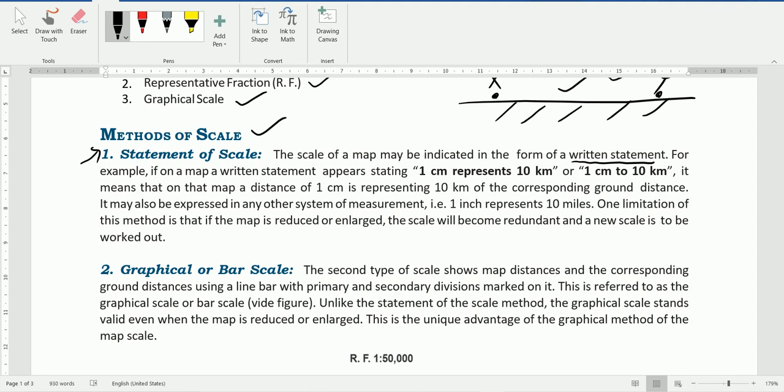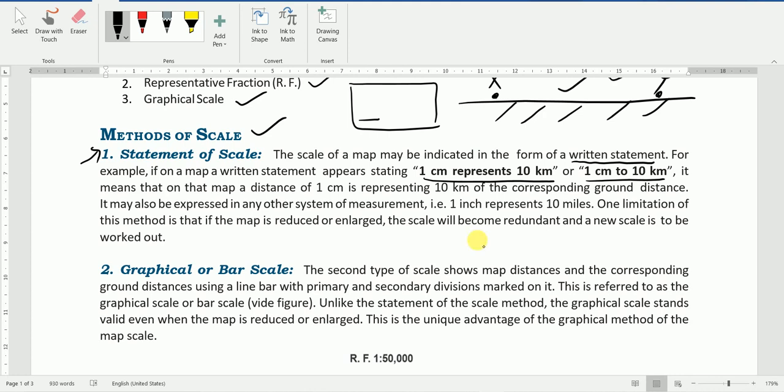For example, if on a map a written statement appears stating 1 centimeter represents 10 kilometer, or 1 centimeter to 10 kilometer, say somewhere in the corner of a map. For example, this is a map, and somewhere in the corner you may find writing 1 centimeter represents 10 kilometer, or 1 centimeter to 10 kilometer, or 2 inches to the mile, like this. You may see such a written statement in a corner of a map, and this is what we call statement of scale.